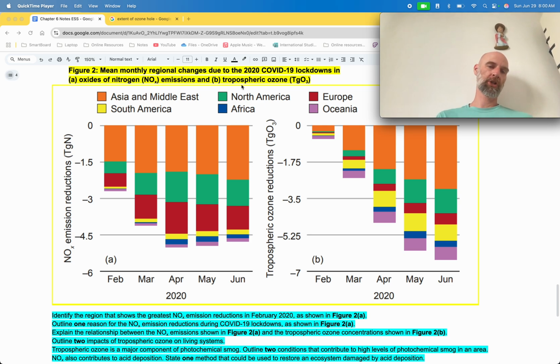Nitric oxide emission reductions. Hey, who's winning here in 2020? Yep, quite a few countries. So you saw in February, starting to reduce. March, starting to reduce. April, dang. May, dang. June, lockdown, dang. All right, big time emissions.